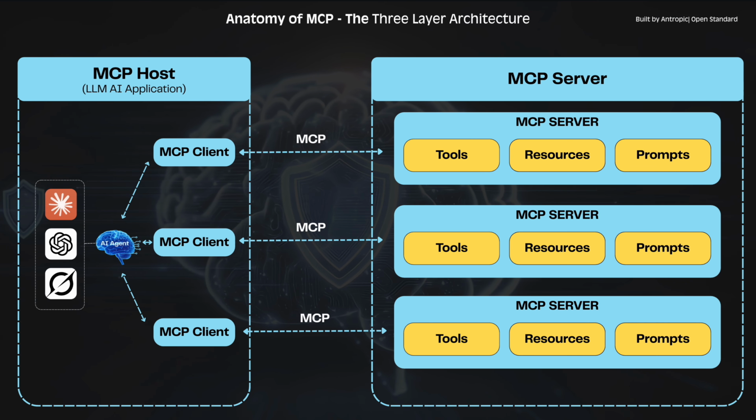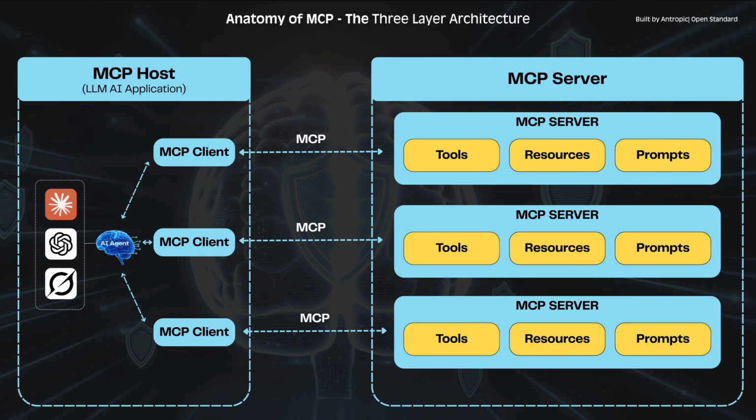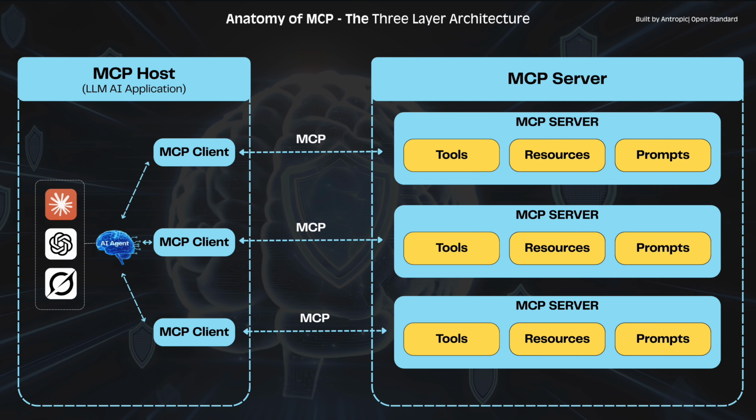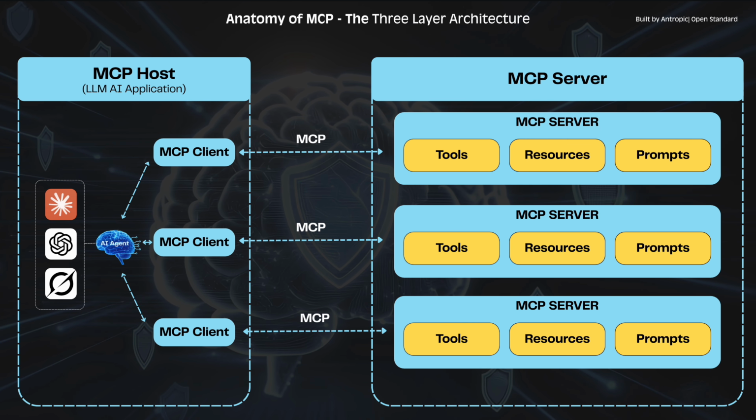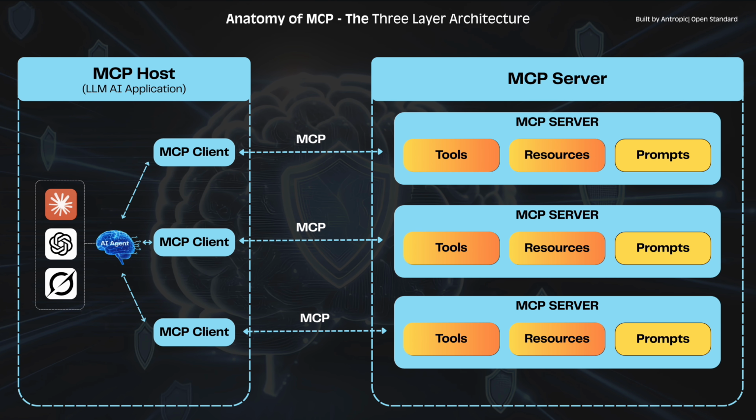Third component of the 3-layer architecture is the MCP server. This is an external service or program that provides context to the MCP client. A server can provide 3 types of capabilities, that is tools, resources, and prompts.